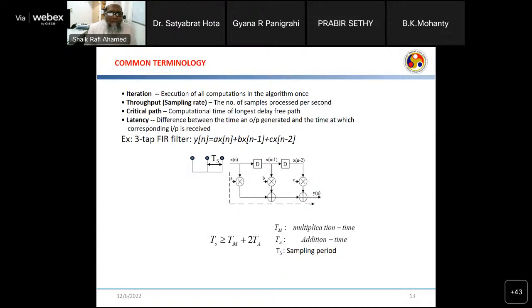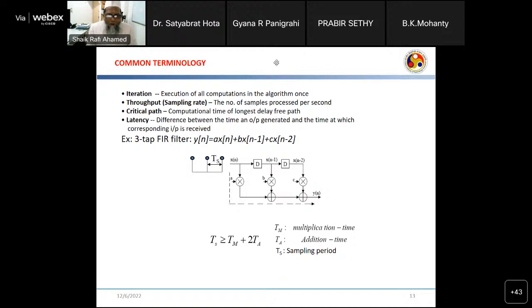This is the common terminology used in pipelining. Iteration is defined as the execution of all the computations in the algorithm once. And throughput, which is the indication of the speed, is nothing but the sampling rate, the number of samples processed per second. Then we have the critical path. This critical path is an important term which is going to decide the speed or throughput of the system, which is defined as the computational time of the longest delay-free path.